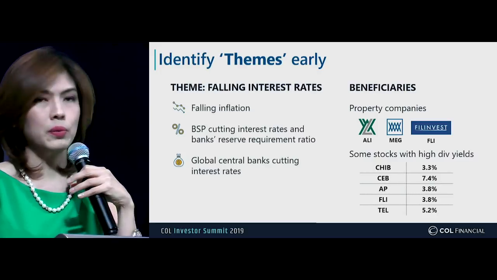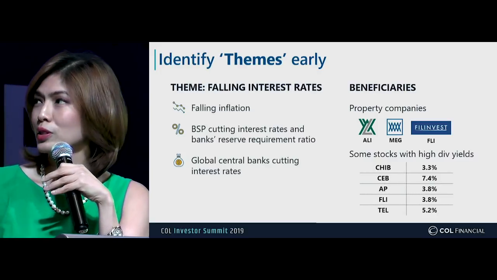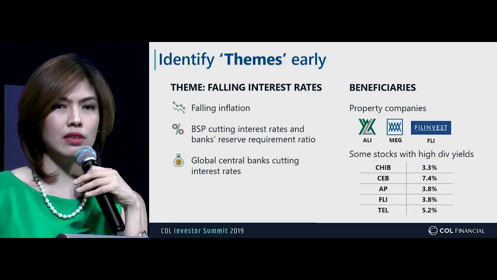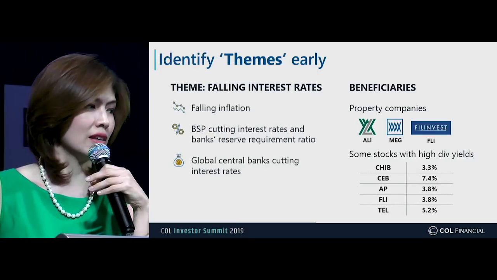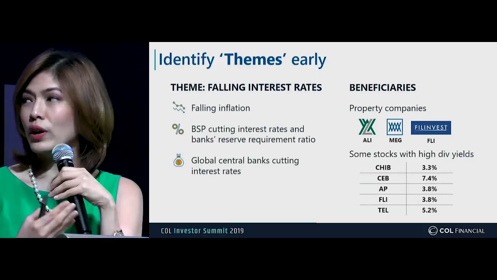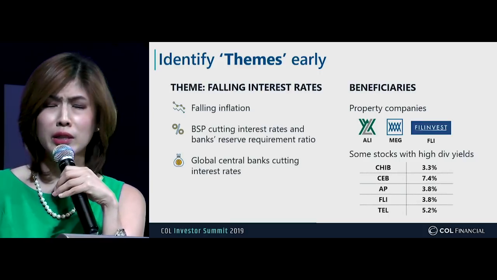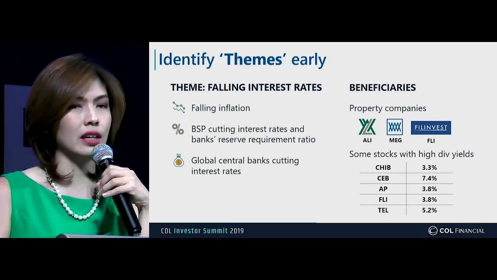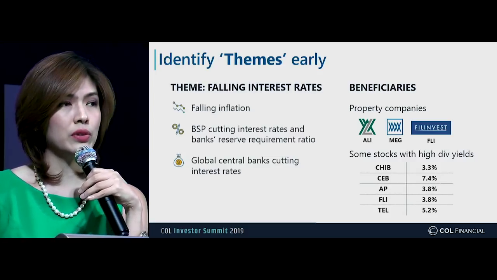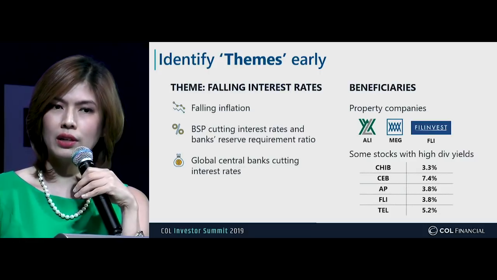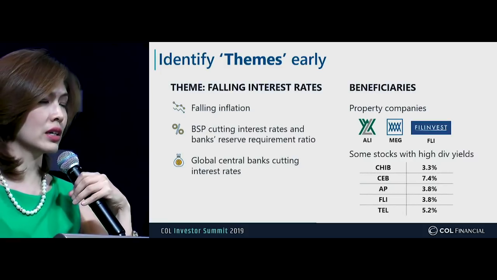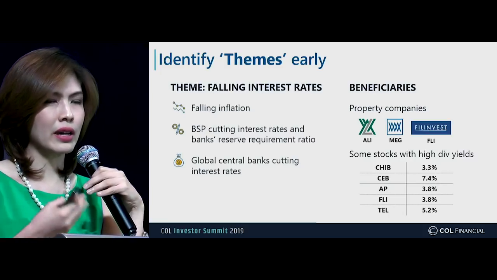Okay, so these are just examples of themes that we have identified. Okay, one theme that we are seeing right now is a theme of falling interest rates. Okay, first of all, we have falling inflation, and the BSP is cutting interest rates, and as I've said, it has cut the triple Rs by 200 basis points, and it said that it will cut it by another 100 basis points. And globally, you're seeing global central banks cutting interest rates. So mukhang pababa ang interest rates.